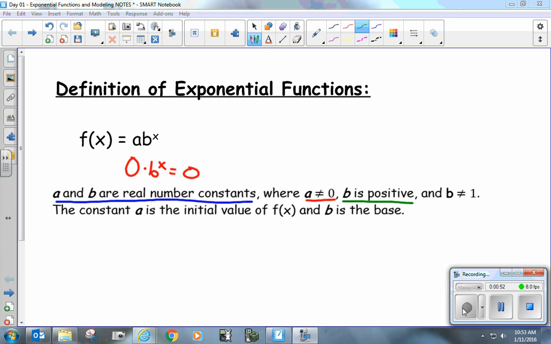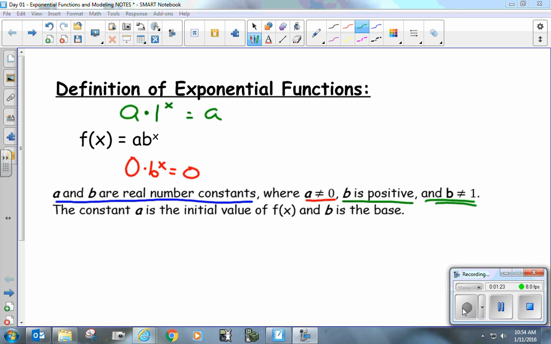Why, or how come, b cannot equal 1? What happens if b is 1? A times 1 to the x. It doesn't matter what x is. 1 to the third is 1. 1 to the 15th is 1. 1 to the negative 7 is 1. So basically, I'll just have 1 times a, and I'll just get a, and I'll have a straight line. Y equals a. Whatever number a is, let's say it's 5, we'd have y equals 5.